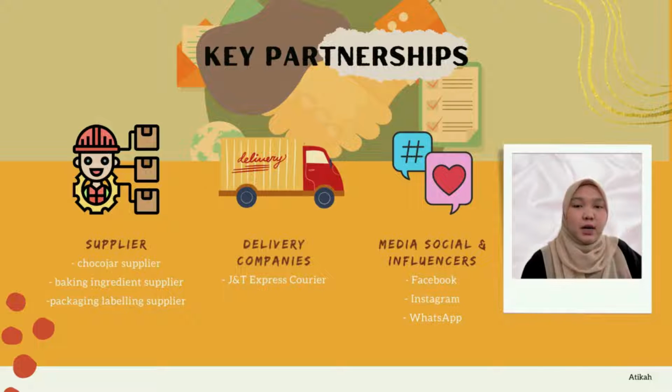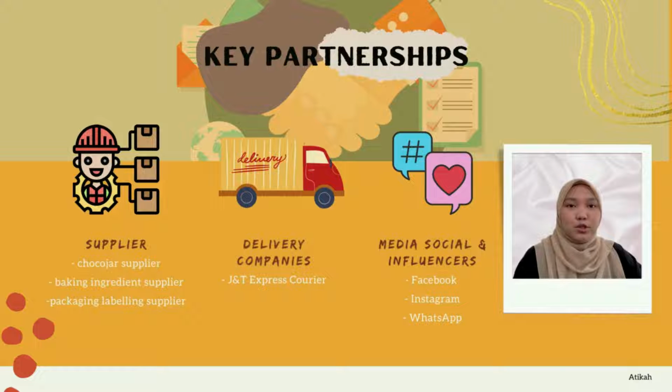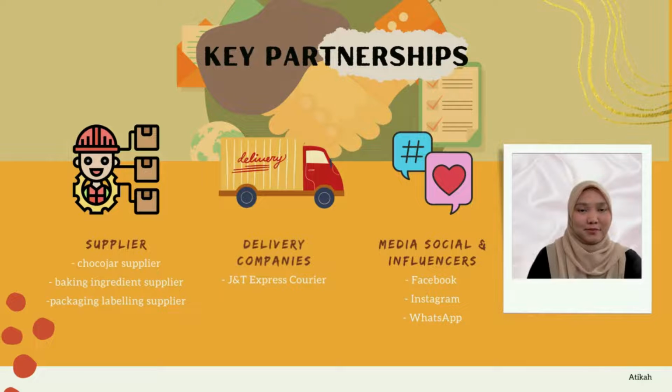There are three key partners in our business. The first one is the supplier. Our key partners in Chocomonster Enterprise are three elements: choco jar supplier, supplier of baking ingredients, and packaging and labeling supply. The second is delivery companies. We also use courier services to ship our product to distant customers safely. We also inform our customers to add a delivery charge. And the last one is social media and influencers. We use influencers to attract customers on social media. We make everything to attract our customers to buy it, and after they buy, they share positive feedback and others become interested in trying our product.